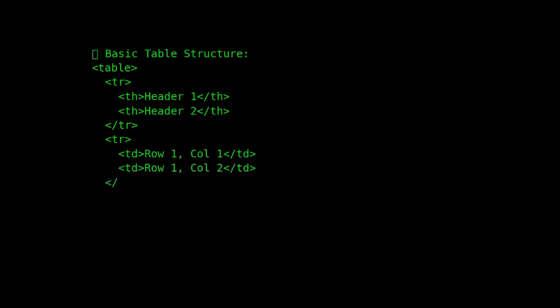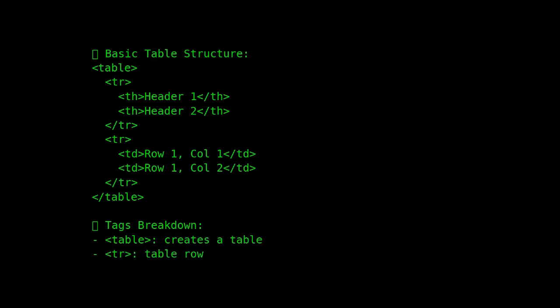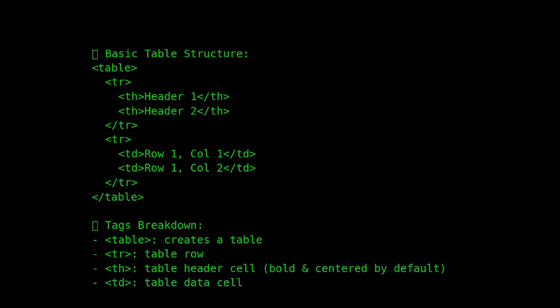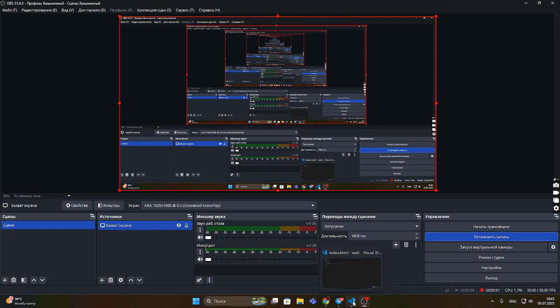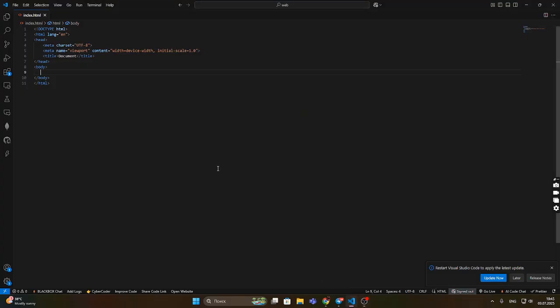Tags breakdown. Table creates a table. Th, table row, centered by default. Example table: table, tr, th, price, in stock. TD, laptop. TD, $800. TD, yes, in stock. TD, no. Th, table. Example tables.